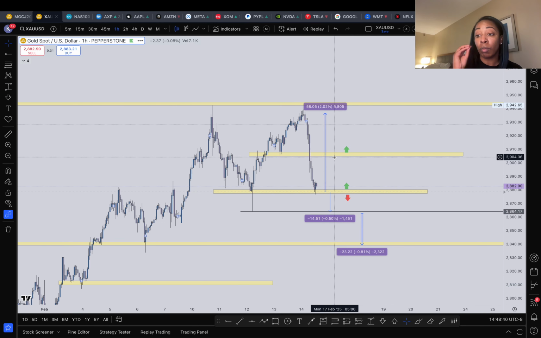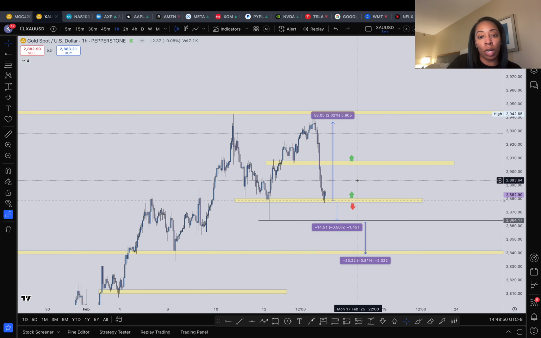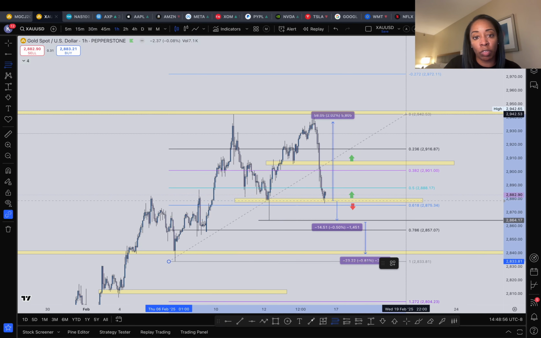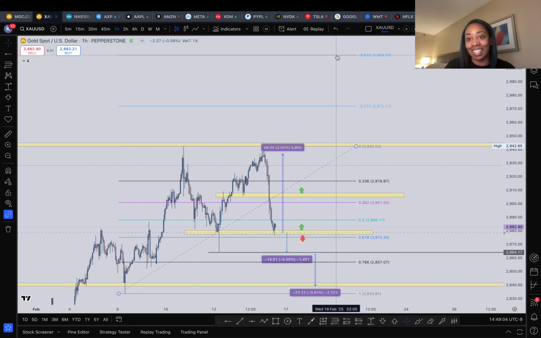And we are really close to a nice round psychological number, which is 2950 actually right here, 2950. And if price wanted to continue up, what I would be looking for is some sort of continuation trade. I would use fibs in order to figure out where that area could be. So the first level would be right here at 2972, and then the next level would be at 3000 roughly. It's 3009. So that is a really key level.